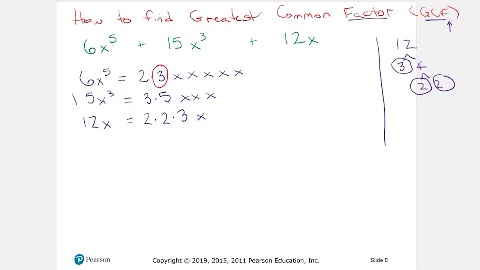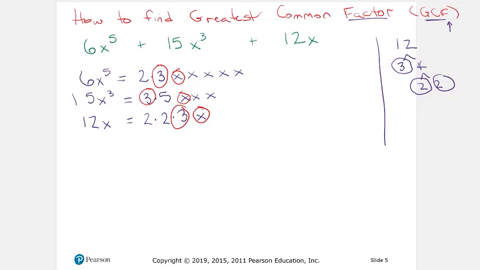But they all have this 3 in common. Notice they all have a 3, and they all have an x. And that's pretty much it, because the 6x to the 5th is only left with 2 and 4 x's. The 15x cubed is left with 5 and 2 x's. And the 12x is left with 2 2's.